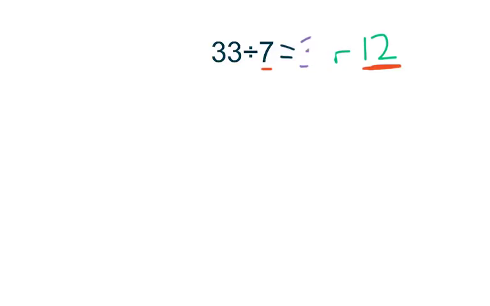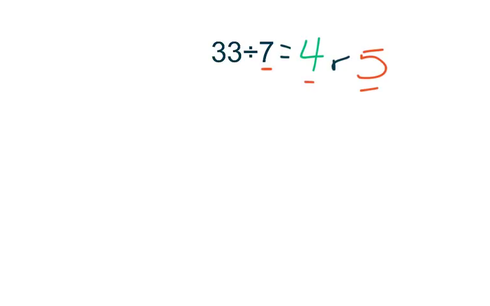Okay, so with that being said, our answer is not 3 remainder 12, but 7 times 4 gives me 28. And then I need to count up from 28 till I get to 33. 28, 29, 30, 31, 32, 33. So I have a remainder of 5. So my answer is 4, remainder 5.